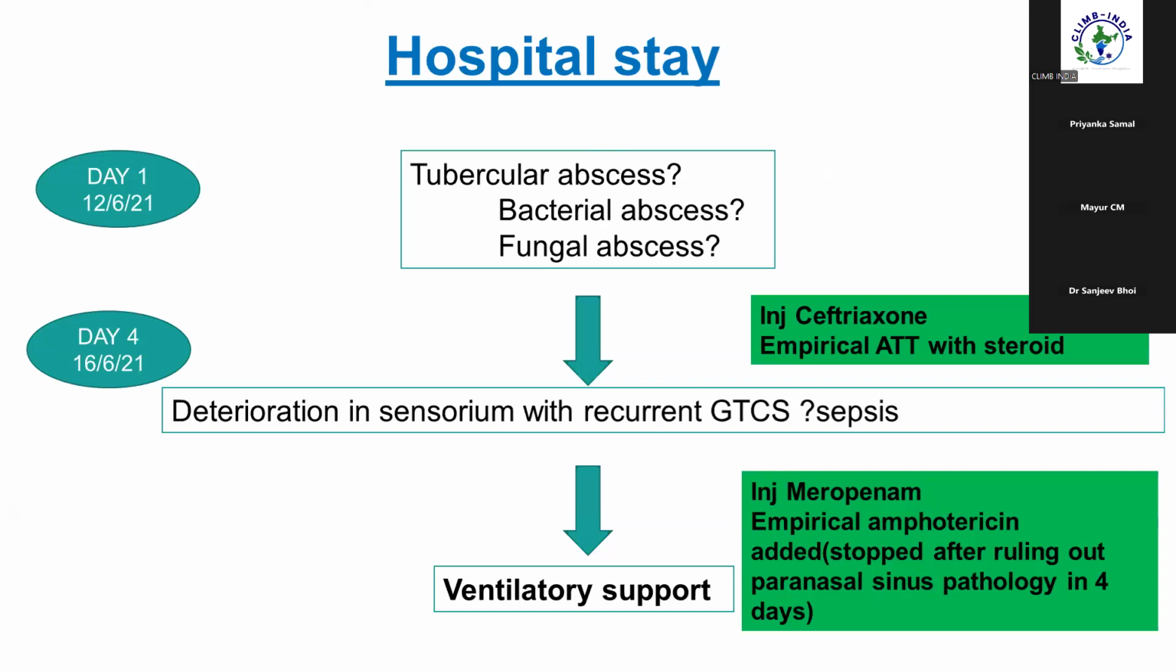So the course of the hospital stay was: on day one, with the history and imaging, we had thought of tubercular abscess, brain abscess, or fungal abscess. Empirically, the patient was started on ceftriaxone and ATT with steroids. On day 4 of admission, the patient had further deterioration of sensorium with recurrent GTCS and sepsis, and had to be intubated and put on ventilator support. The antibiotics were changed to injection meropenem, and amphotericin B was also started empirically, considering a fungal abscess.